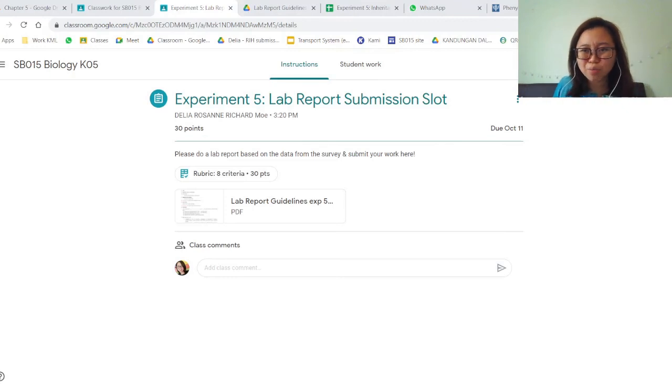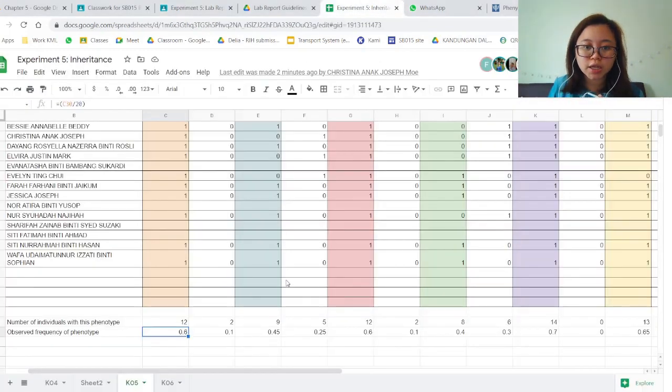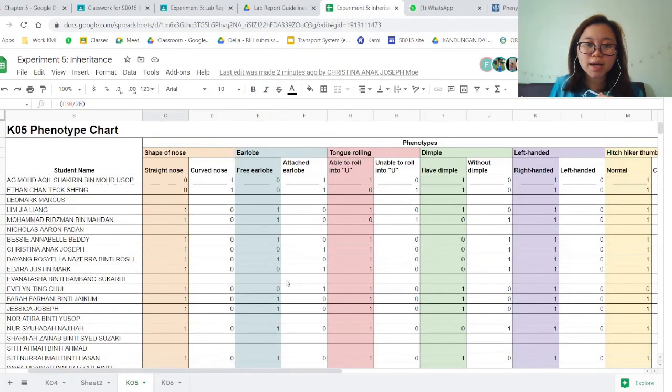I hope this is somewhat helpful for you and I wish you all the best. I hope that you can complete the survey by tomorrow. Okay, memandangkan slot untuk eksperimen kita adalah Kamis. Saya harap Kamis ini juga kamu dapat siapkan survey Google Sheet ini. Supaya siapa yang mau buat lab report boleh buat terus.